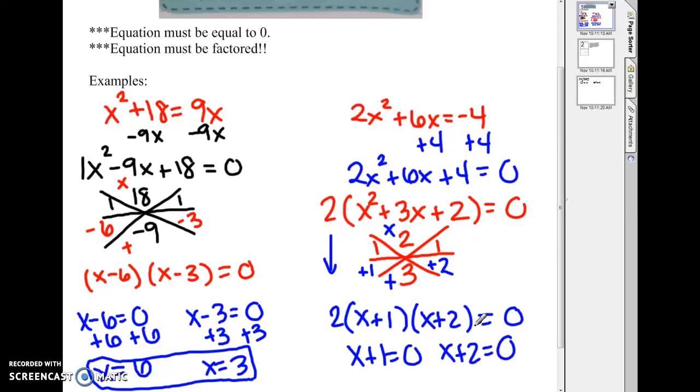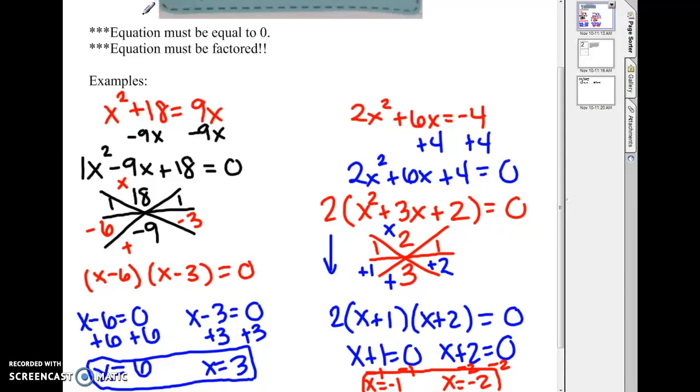So this step here is the new step. Alright, to solve this, I subtract 1. So one answer is x equals negative 1. Subtract 2, and the second answer is x equals negative 2. So I've got my two answers. Okay, so that's solving by factoring. So you factor it out and set each factor equal to 0. You turn one problem into two problems.